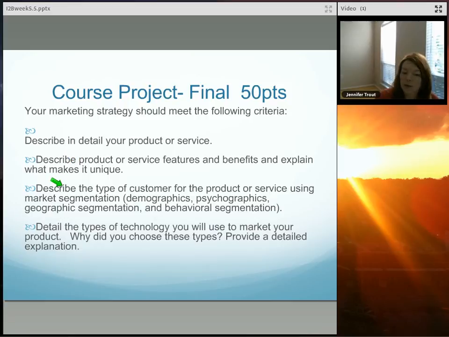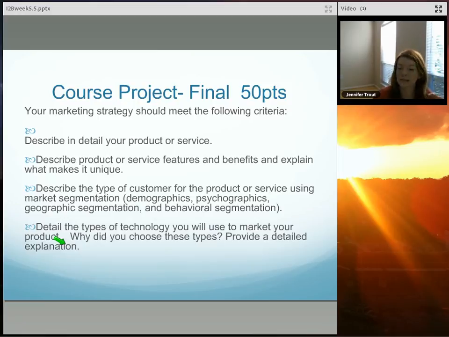You're going to describe the type of customer for your product by using market segmentation: demographic, psychographic, geographic, and behavioral segmentation. And then detail the types of technology that you would use to market your product or service, why you chose those types, and provide a detailed explanation.